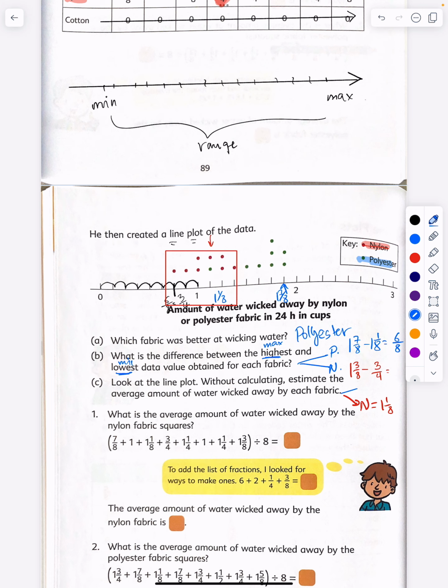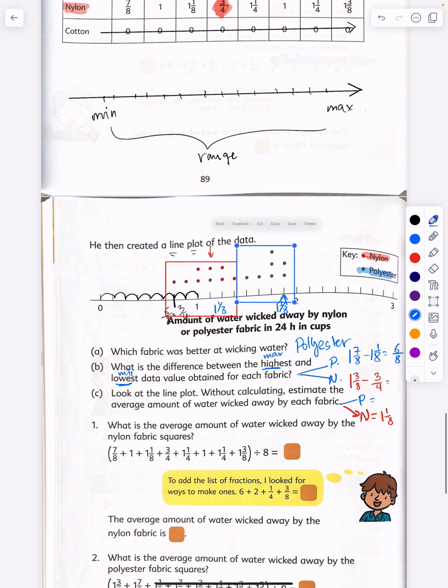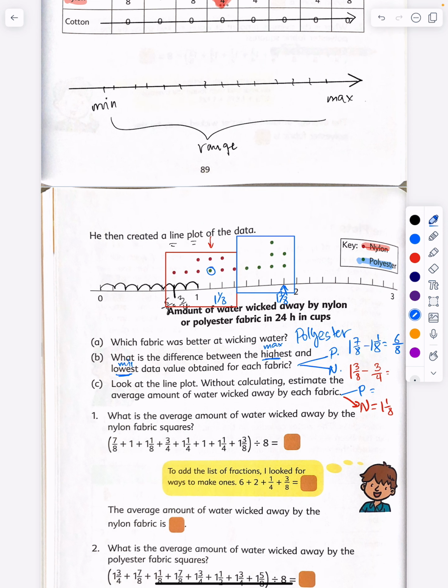And for polyester, the average, let's take a look at the green dots. I'm going to mark them blue. We have most of the dots situated here, but we do have this outlier right here. So we have to consider the outlier. And I would say that the average is about, I would think 1 5/8 or 1.5, maybe 1 5/8, just by looking at the graph.